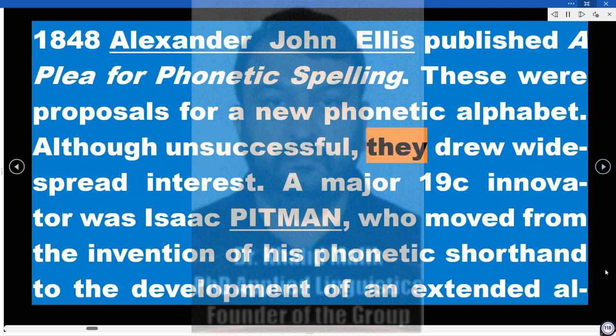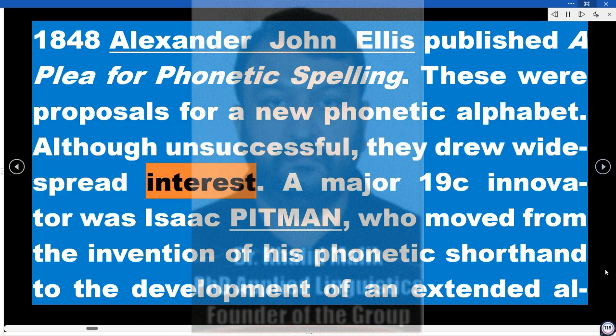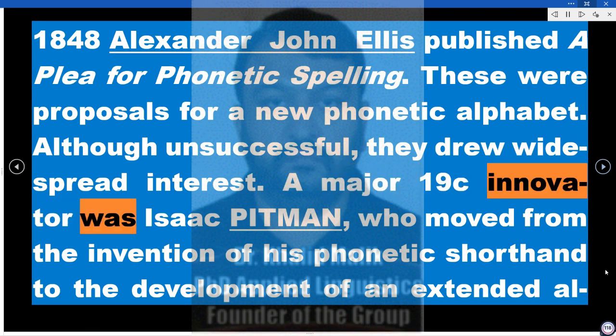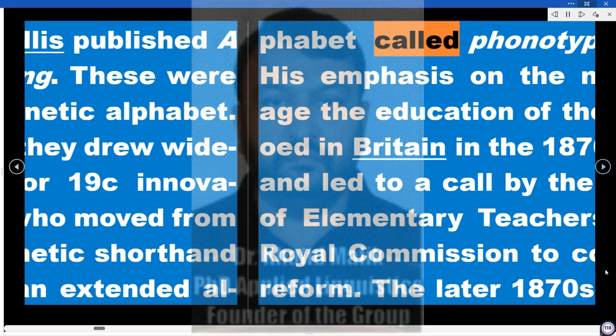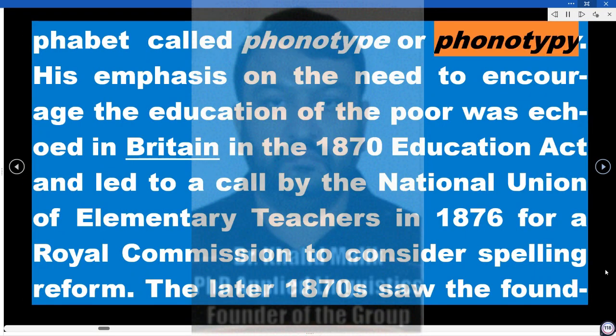Although unsuccessful, they drew widespread interest. A major 19th-century innovator was Isaac Pitman, who moved from the invention of his phonetic shorthand to the development of an extended alphabet called phonotype or phonotypy.